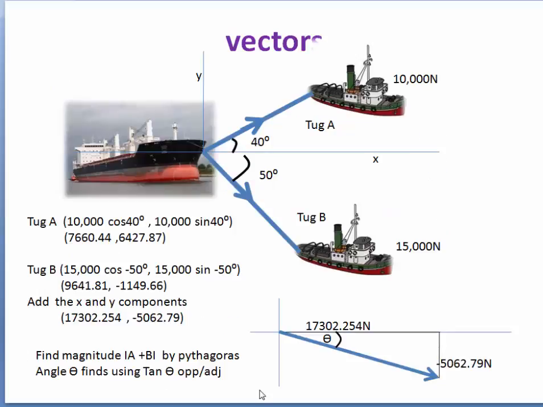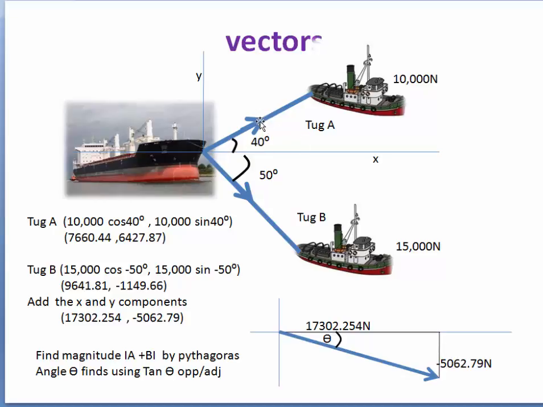This is another classic question we can be asked, and we have to work with two vectors. We've got two tugs towing a large tanker. This is the x and this is the y axis. This tug is tugging in this direction 40 degrees, and this tug is tugging in this direction. Remember, we've measured clockwise, so this is going to be minus 50 degrees. Okay, it's not 50 degrees, it's minus 50 degrees because we measure from x in a clockwise direction.